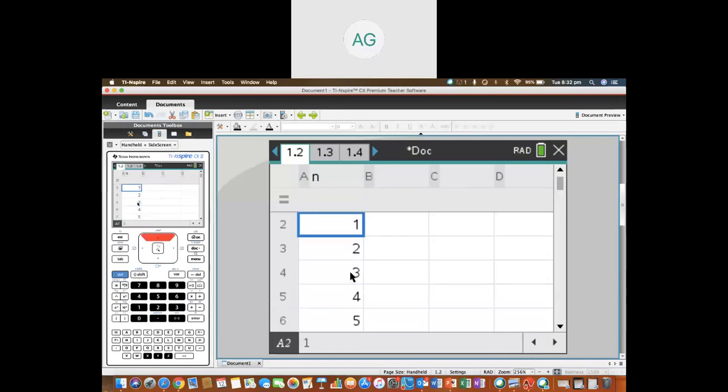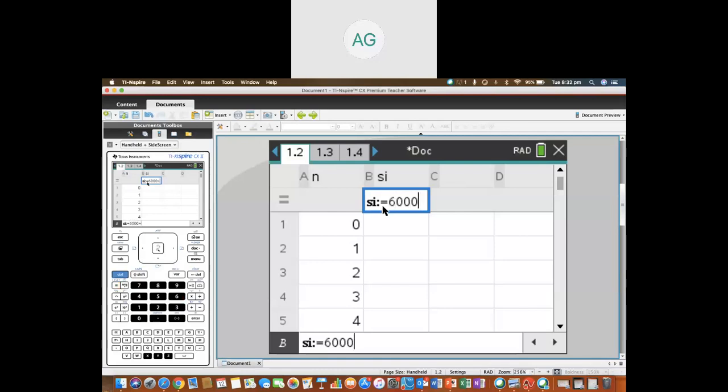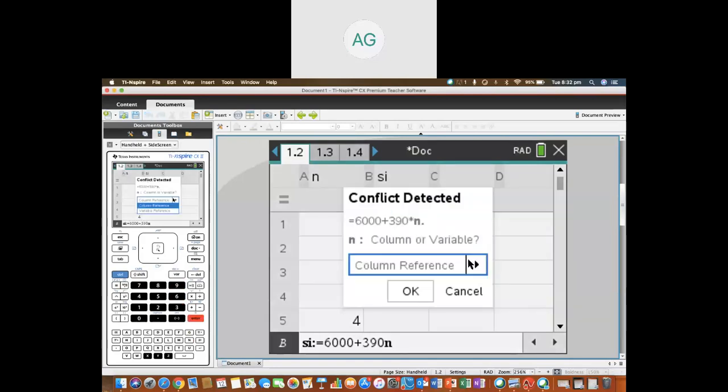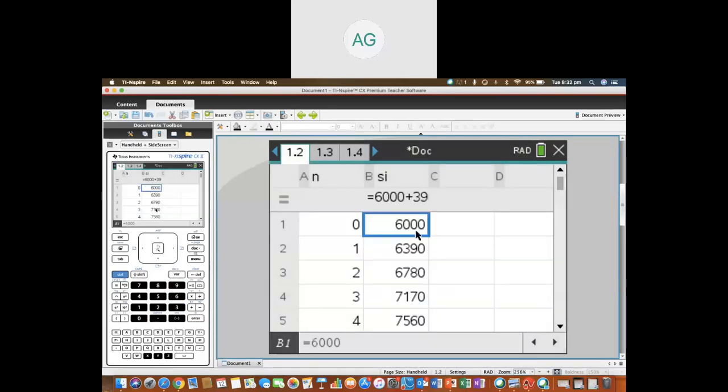And then in the second one, you just type SI for simple interest. And then in here, you type the rule for the simple interest, which we found out. So that was 6,000 plus 390n. And then you enter, choose the variable reference here, and okay. So you got your simple interest here for every year.